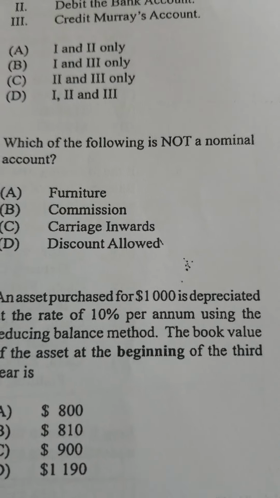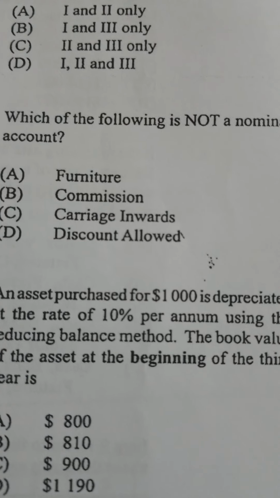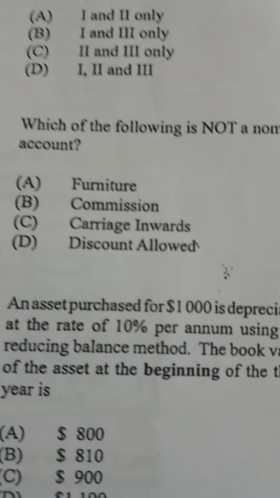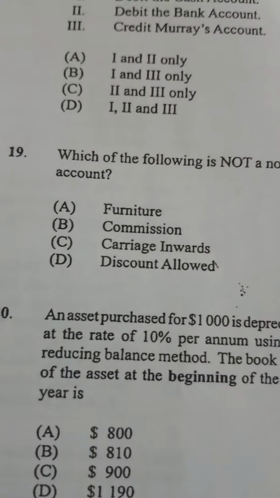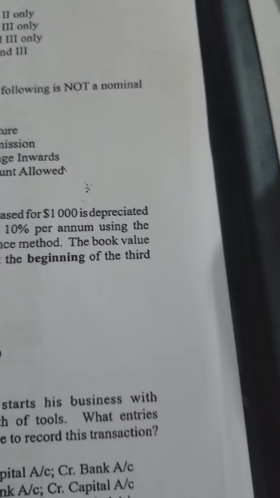So what we need to do is find 10% of the 1,000, and that will be the depreciation for the first year, which would be $100. So the cost of the asset is 1,000, with depreciation of $100, then the book value would be $900. The next thing is to find the percentage from the book value, 10% of that.